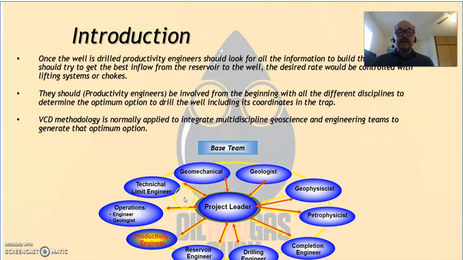Normally in companies, a team, a VCD, visualization, conceptualization, definition team, is created to visualize how to drill the well, where to drill it, how we are drilling it, and even after the well has been drilled, we take care of all the actions so that we make sure the potential is accomplished.